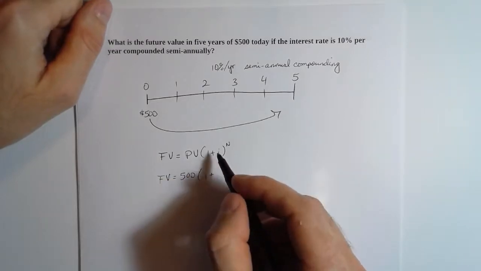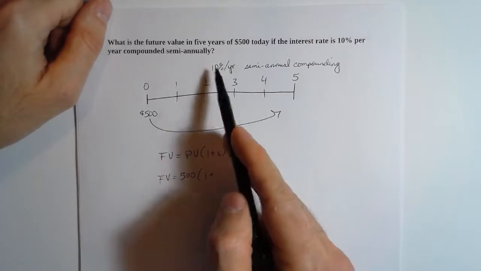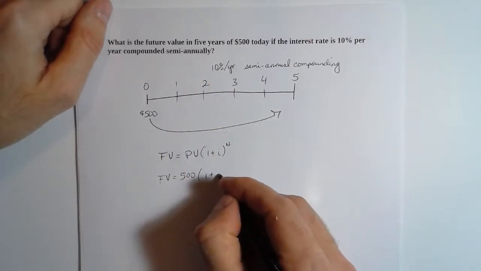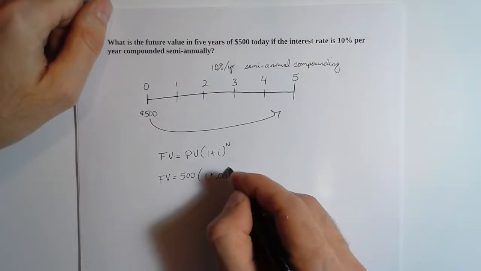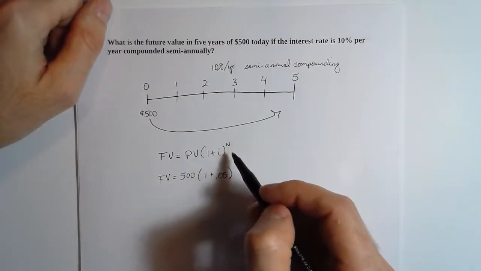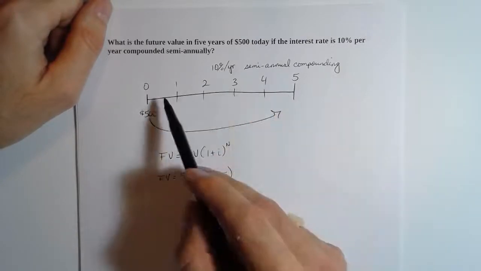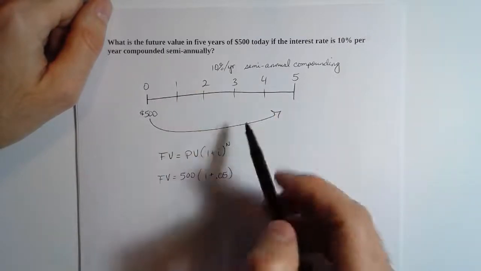And if we're using a semi-annual interest rate, then if it's 10% per year, then we're going to put in 0.05, which is 5% per 6 months. And then I need the number of semi-annual periods. So if I have 5 years, then I have 2 periods per year because it's semi-annual, so I have 10 periods total.